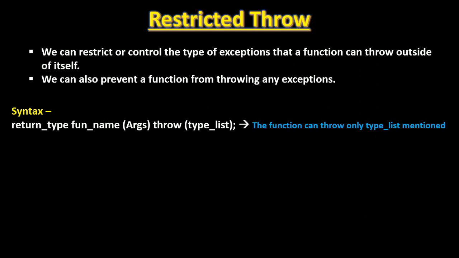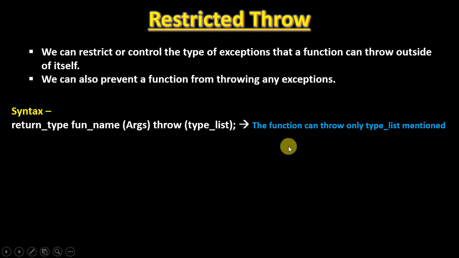Now how to write the syntax? For example, for the first statement, I want to throw only integer or character. The general function syntax is return type, function name, arguments. After this you write throw. Within these braces you write the types of exceptions your function can throw. You can provide integer, comma, character, comma, float, comma, constant character star. Whatever permissions you want to give this function to throw an exception to outside, that list you can provide here. So the function can throw only the types mentioned in the type underscore list. Whatever types you have mentioned, only those you can throw.